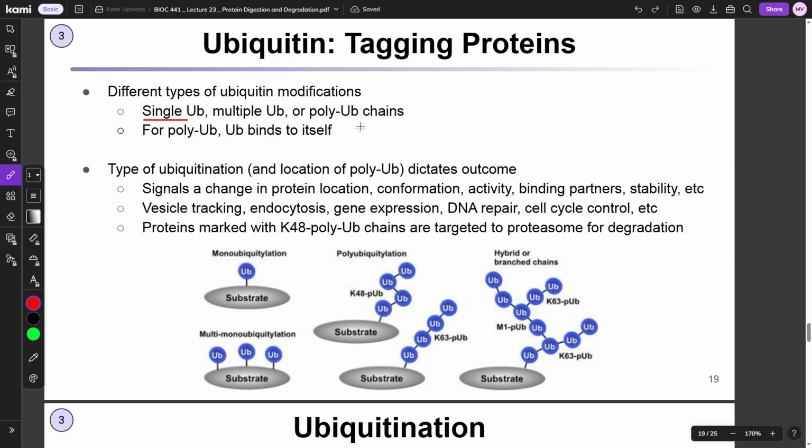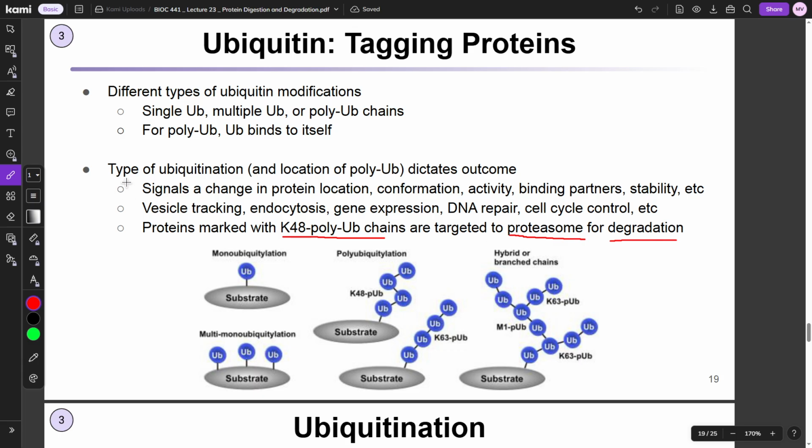So there are different types of ubiquitination, and they all have different meanings. Some of them signal a change in protein location, some change conformation, some change activity, some change a bunch of stuff, right? Some change vesicles, there's a whole bunch of stuff. But specifically for this class, we're going to mainly talk about proteins that are marked with K48 polyubiquitin chains. These are targeted for proteasome degradation.